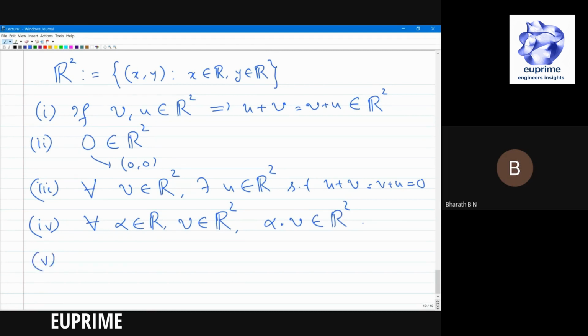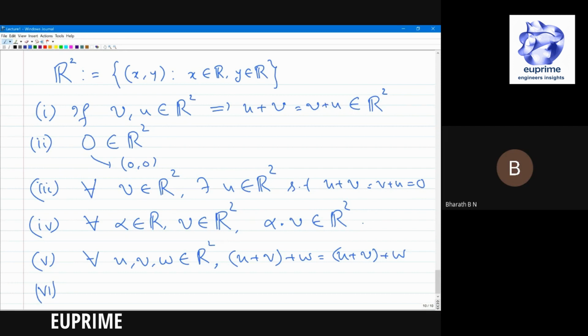Anything else? Now I can take three vectors and add them the way I want, right? It doesn't matter how you add. So for every u, v, w in R2, u plus v plus w is the same as u plus v plus w, with any association. It doesn't matter, right? What else do you have? I know it's boring, but we will write all the things at least once.